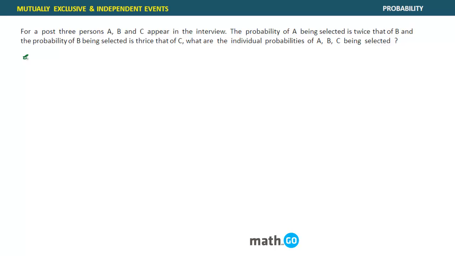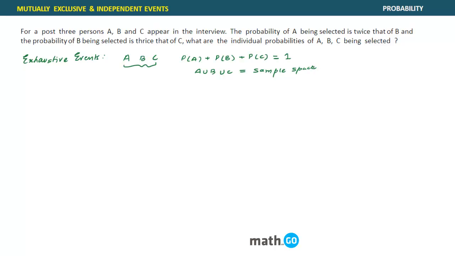In fact, before we go further, we can also understand exhaustive events. What do you mean by a set of exhaustive events? If I say A, B and C are a set of exhaustive events, then probability A plus probability B plus probability C should give you 1, that is the sample space. That is a sure event. Or in a way, if A union B union C gives you the sample space, then A, B and C are known as exhaustive events. That is the definition. Now let's read the question.